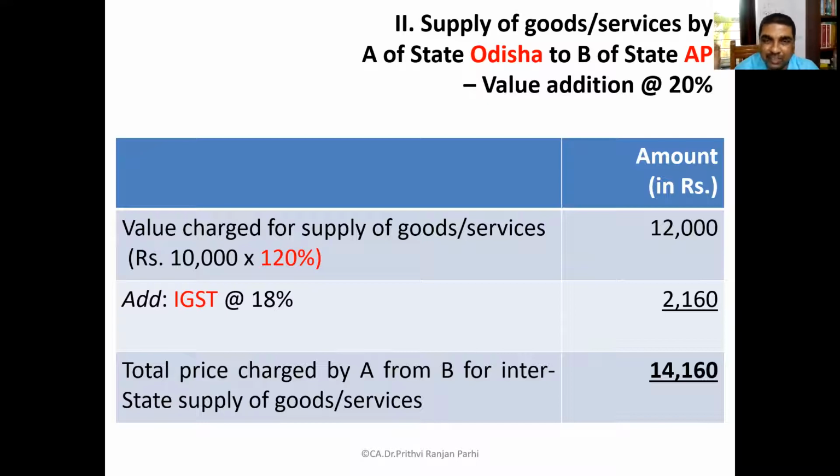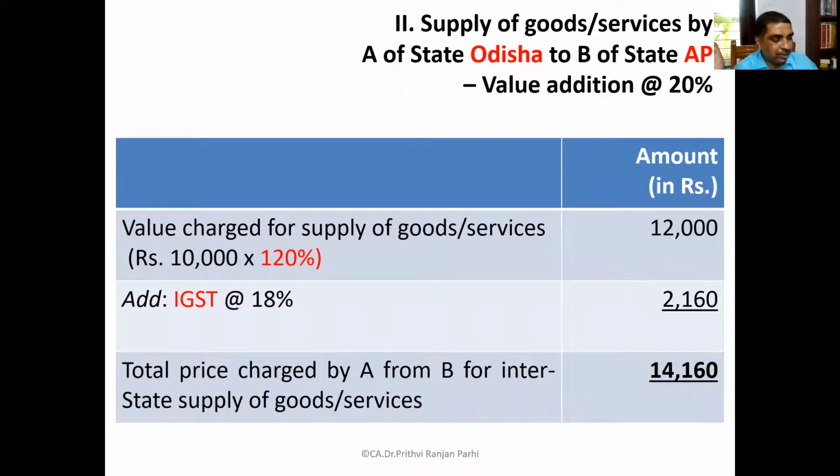IGST. Okay, and he is selling it with a value addition of 20%. So the taxable value will be 10,000 into 120%. It comes to 12,000. You can see taxable value is 12,000 rupees. Now, since the supply is made to a customer in a different state, in the state of AP, IGST will be levied at the rate of 18%. Okay, and 18% comes to 2,160. Now the invoice value becomes 14,160 rupees.